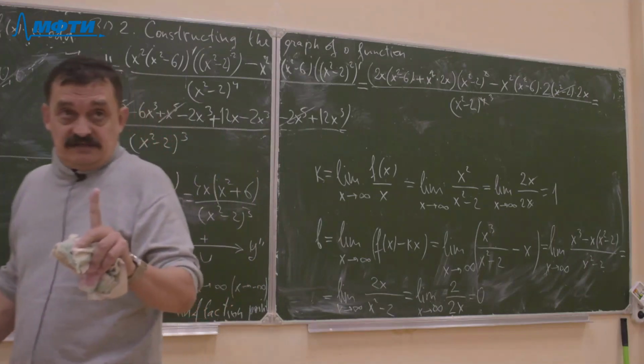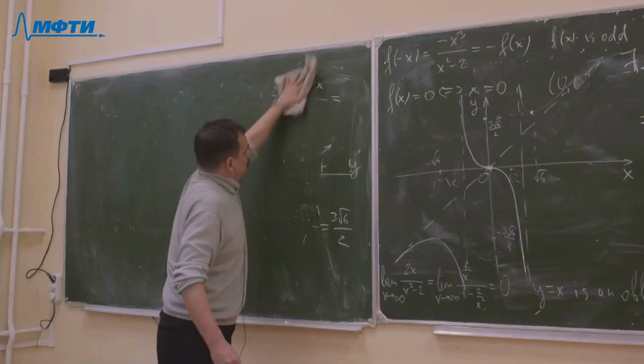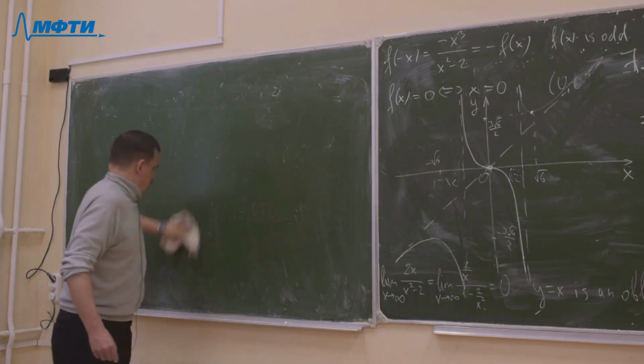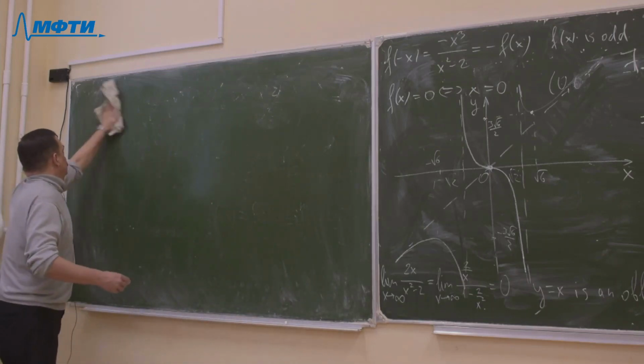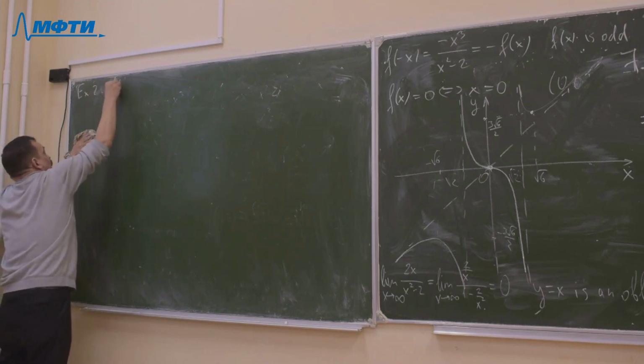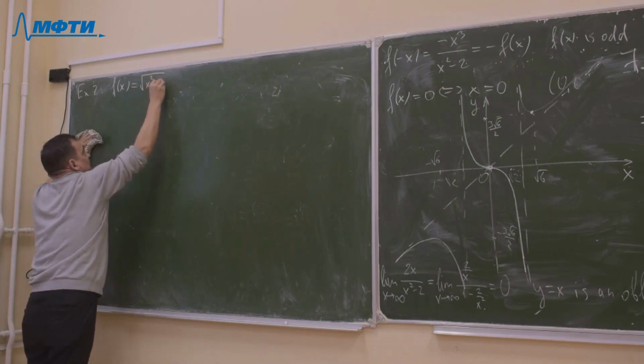When there is a difference, that is, for example, of course, I'm not going to give everything, I mean, to plot the graph, but just to compute an oblique asymptote. So, example 2, f of x equals square root of x squared plus 1, let's say, right?